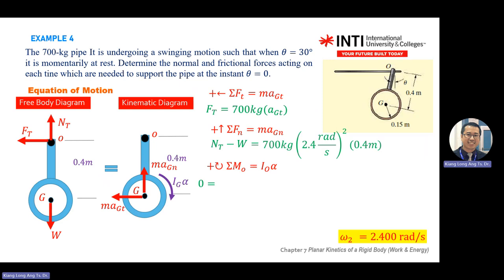So M_O here refers to the free body diagram. You look at the free body diagram, moment at O, W does not do moment, because it's along the axis. Then I_O alpha, so here you are actually doing I_G plus m d squared. This one, you refer to the table, which will give you m r squared. So you get the first one, m r squared plus m d squared. What is the d? It is the distance between the O and the G, which is given as 0.4.